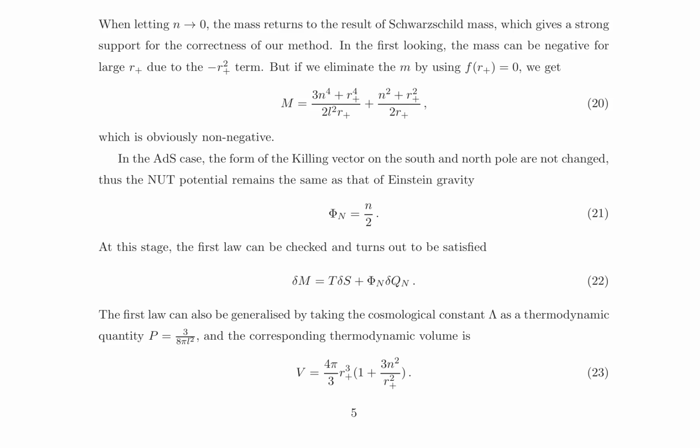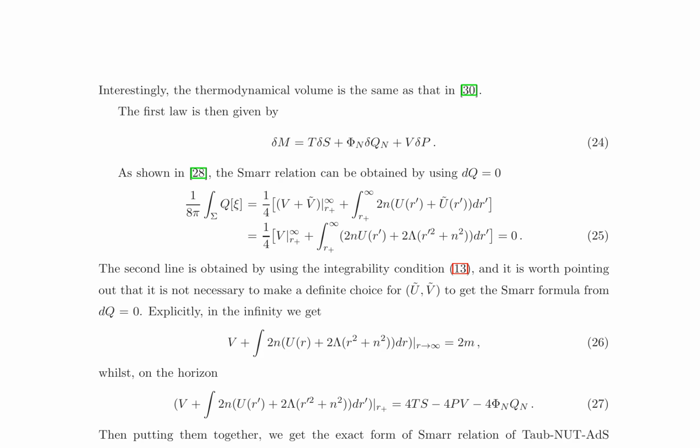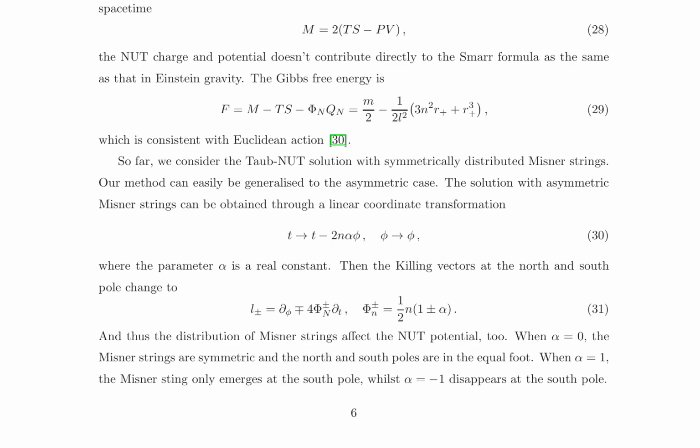The Killing vector and nut potential remain unchanged, and the first law is satisfied. The thermodynamical volume is the same as in previous works, and the first law is generalized to include the cosmological constant as a thermodynamic quantity. The Smarr relation is obtained using the integrability condition, showing that the nut charge and potential do not contribute directly to the Smarr formula. The Gibbs free energy is calculated, consistent with Euclidean action.